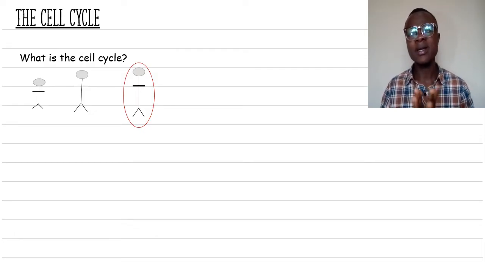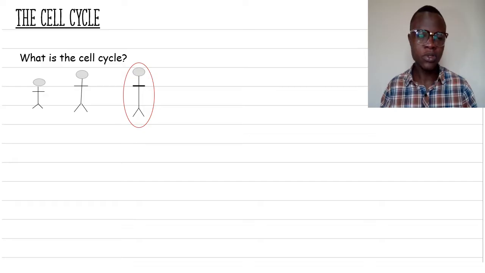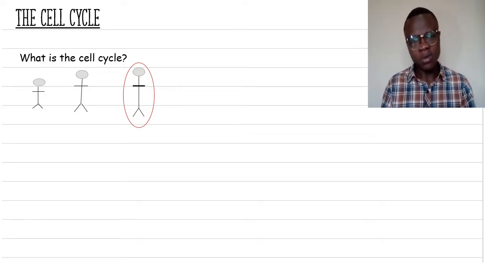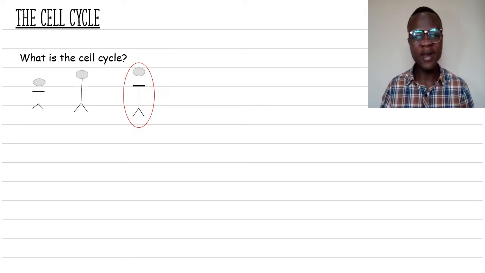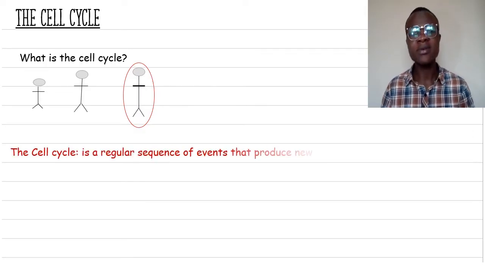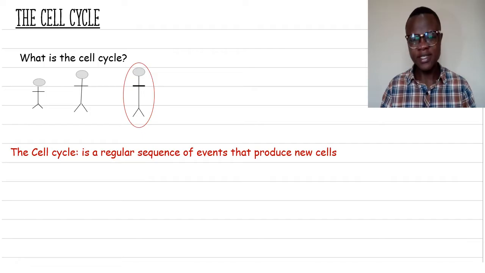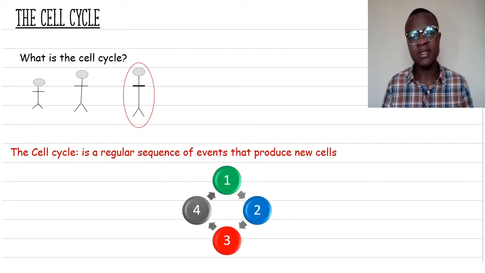That is a similar concept that applies to the cell cycle, or to cells. The cells will be produced, they grow or develop, and then they reach a stage where they themselves are capable of reproducing. So, in simplified terms, the cell cycle is defined as a regular sequence of events that produce new cells.